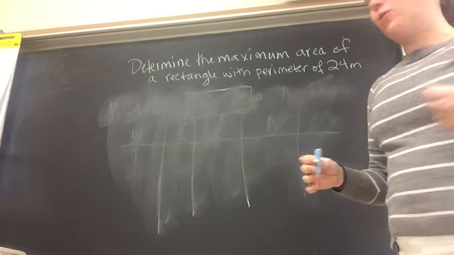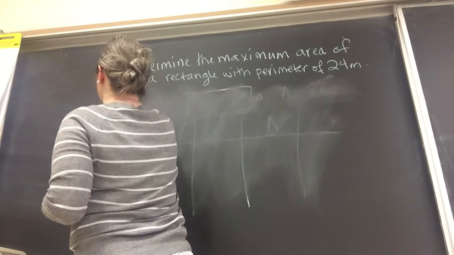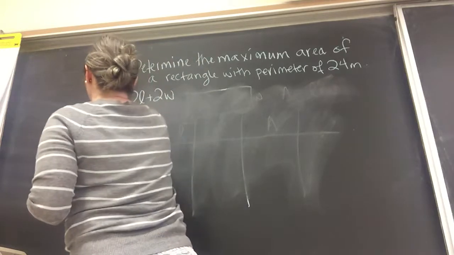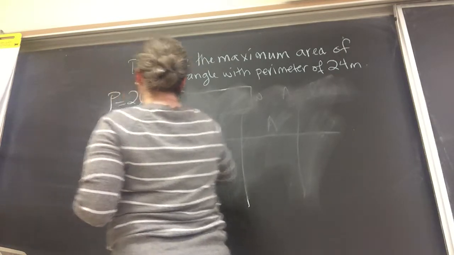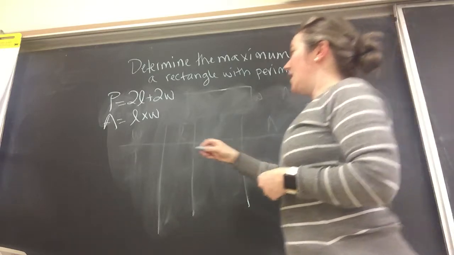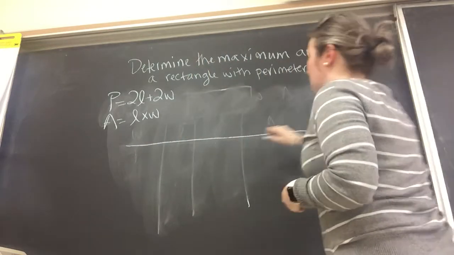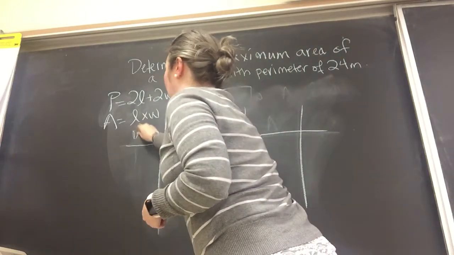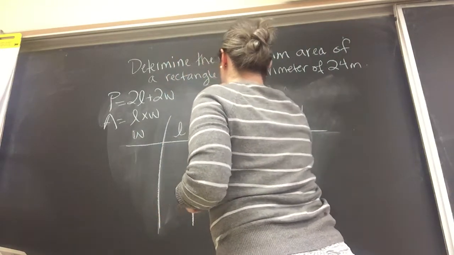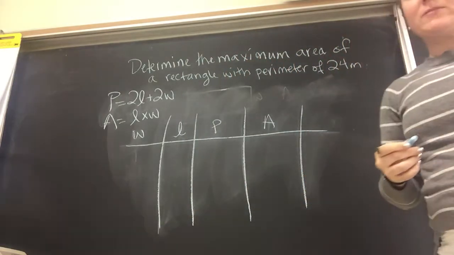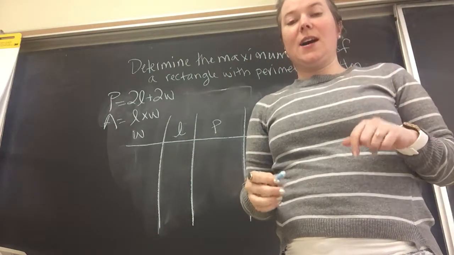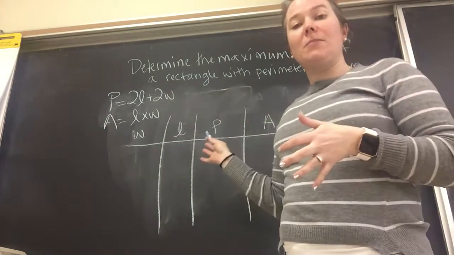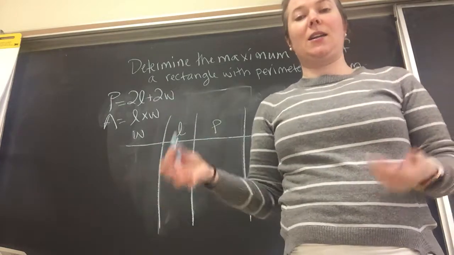So let's refresh those formulas we need. Perimeter equals twice the length plus twice the width. Area equals length times width. Okay? And we're going to do this with a table with the width, the length, the perimeter, and the area. Now I'm changing two variables at once, both the width and the length, and the table lets us do that in a systematic manner.